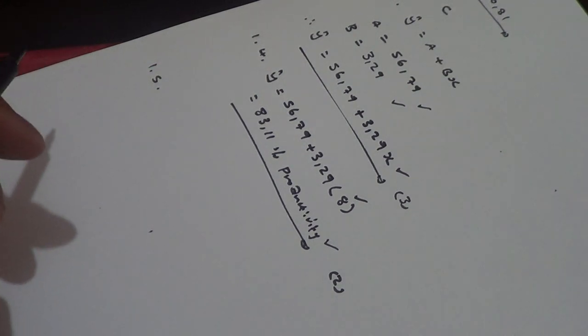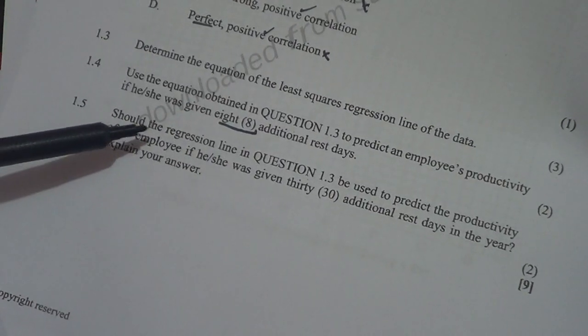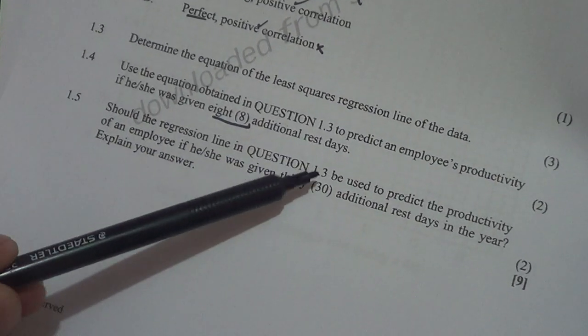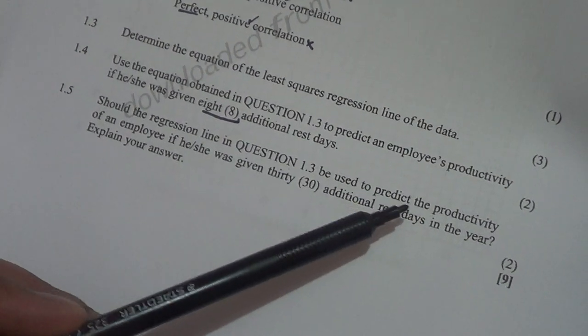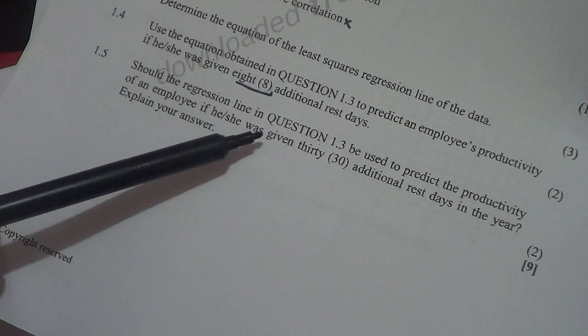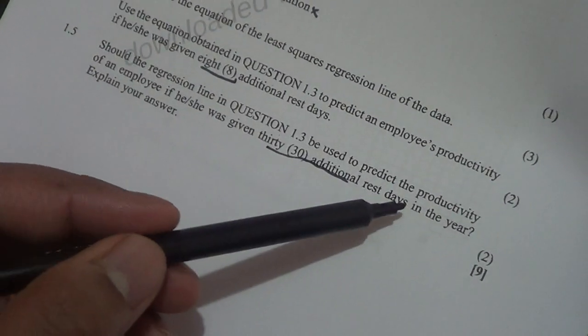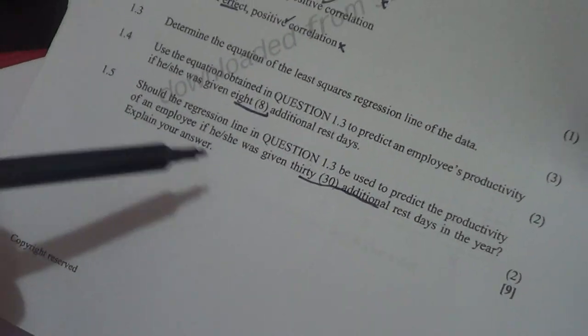So 1.5. What is 1.5 trying to do? Now it's saying, should the regression line in 1.3 be used to predict productivity of an employee if he or she was given 30 additional days rest in the year? Explain your answer. I mean, look at that 30. 30 is not here. It's not within our domain, so it's an outlier.